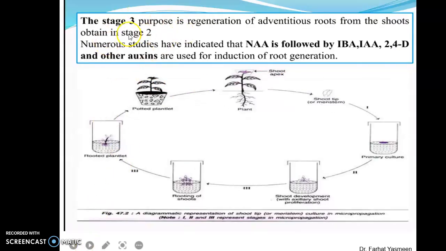In axillary shoot proliferation, high levels of cytokinins are utilized to overcome the apical dominance. In stage 3, the purpose is regeneration. This stage's purpose is to regenerate adventitious roots from the shoots obtained in stage 2. Numerous studies have indicated that NAA, followed by IBA, IAA, 2,4-D and other auxins, are used for the induction of root generation.